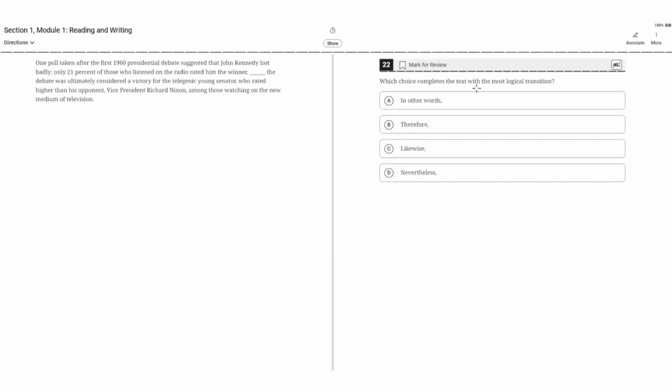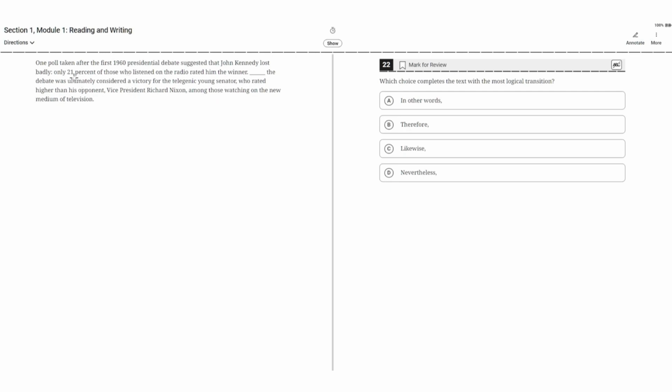Which choice completes the text with the most logical transition? One poll taken after the first 1960 presidential debate suggested that John Kennedy lost badly. Only 21% of those who listened on the radio rated him the winner. Blank. The debate was ultimately considered a victory for the telegenic young senator, who rated it higher than his opponent, Vice President Richard Nixon, among those watching on the new medium of television.